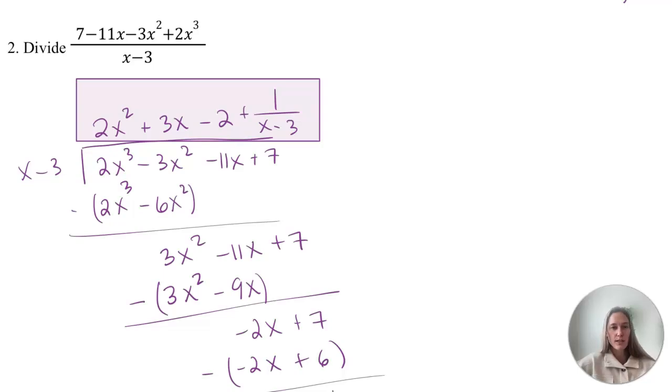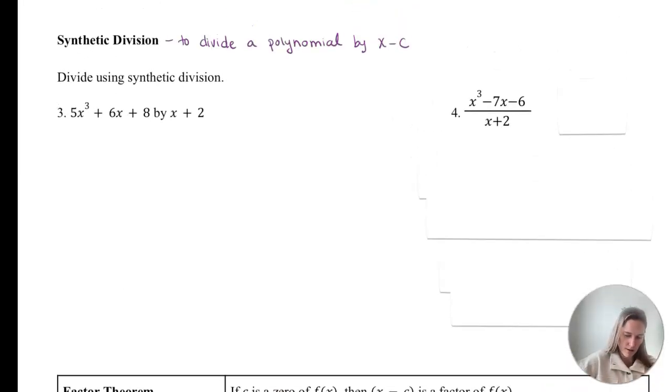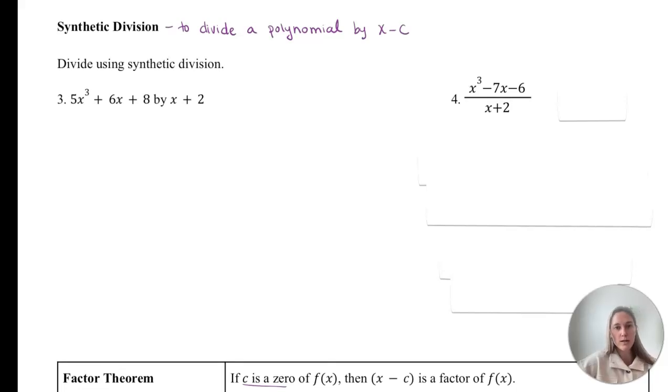Okay, now that's kind of tedious, so we're going to talk about a shortcut we can use, which should be reviewed from Algebra 2, called synthetic division. And it's just an algorithm that kind of takes this process and makes it a little bit faster. All right, so on this next example, we're going to do synthetic division. Something important to keep in mind with synthetic division is it only works if you're dividing a polynomial by something in the form x minus c. So in this first example, if we're trying to do 5x cubed plus 6x plus 8, we can divide it by x plus 2.